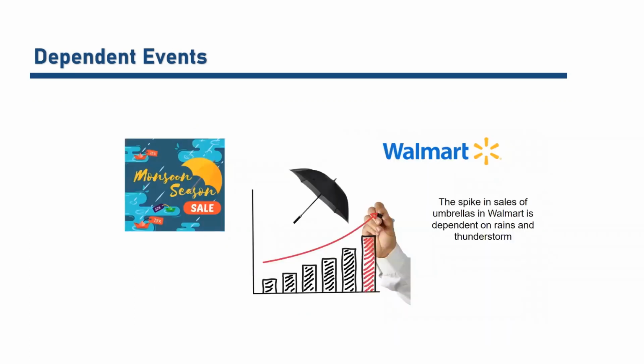Next is the dependent event, where, say, for example, if there is a monsoon season, right? So automatically I know that the sale of umbrellas is going to spike up, right? Because this is a necessity in the monsoon season. So the spike in sales of umbrellas in Walmart is dependent on rains and thunderstorms, right?